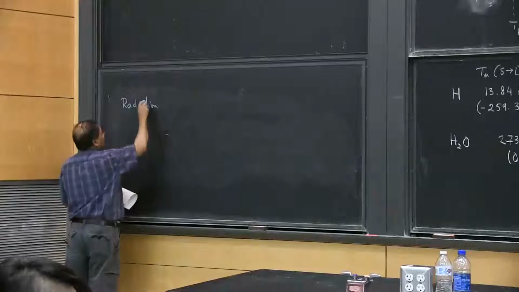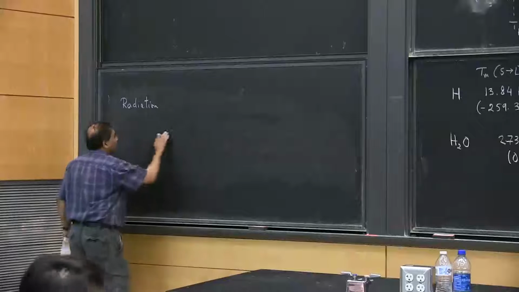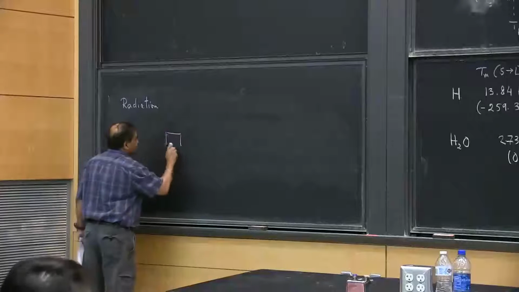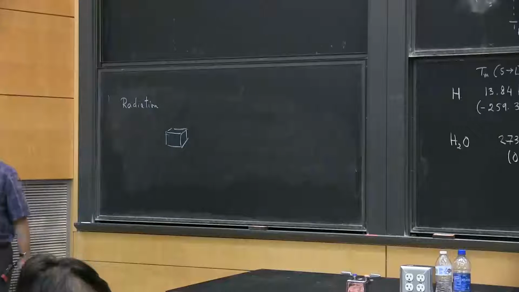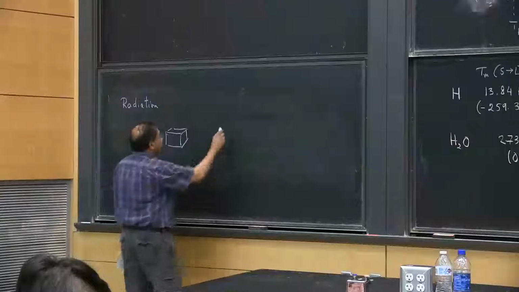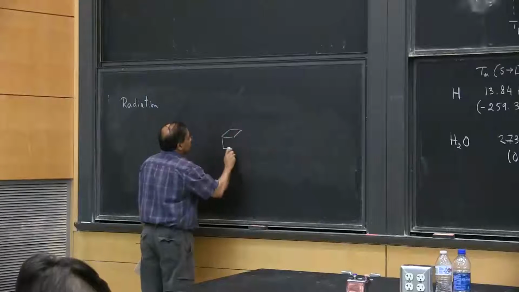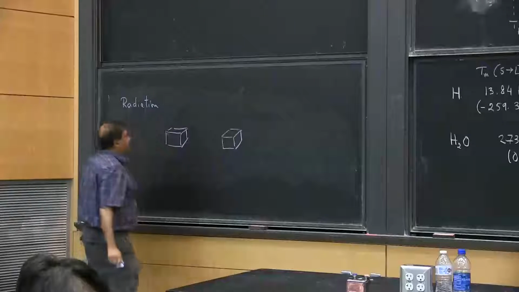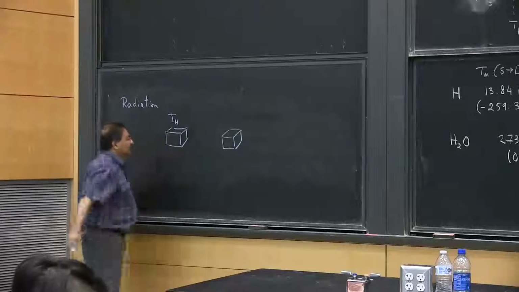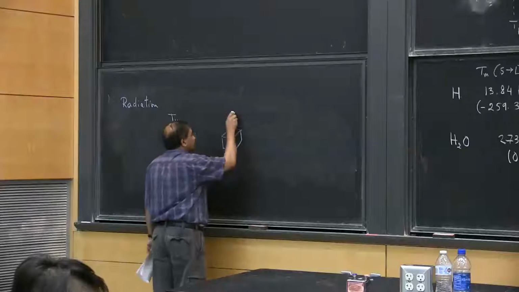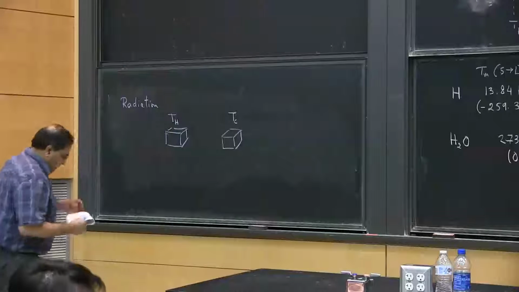And the way we think about radiation is as follows. Suppose we have an object that has a higher temperature than another object. Let's say I have some other object here. And let's say the temperature of this object is some high temperature T high, and the temperature of this object is some cooler temperature T cold. Okay?